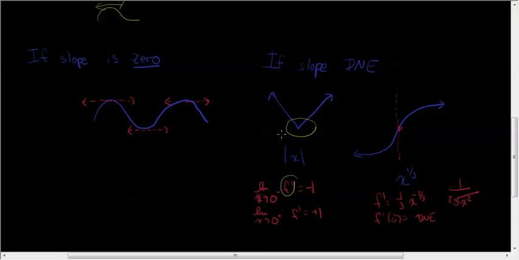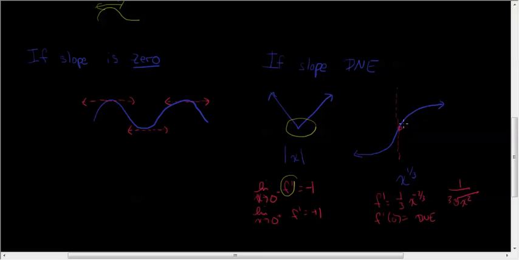x approaches 0 from the left-hand side, that's negative 1. And then I turn around and the limit of the derivative as x approaches 0 from the right-hand side equals positive 1. Well, if the slope from the left doesn't equal the slope from the right, then the slope does not exist. That's what gives us a corner.